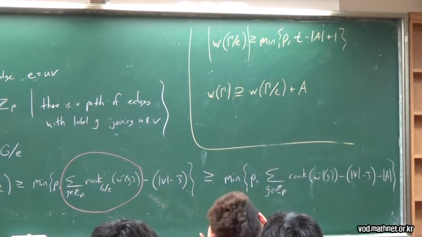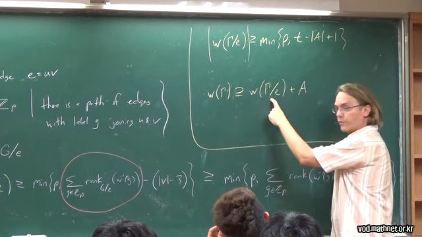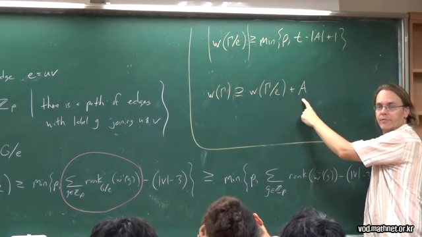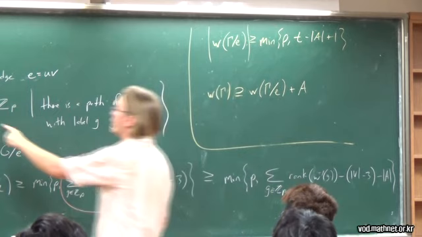So in other words, what I'm claiming is if you found any spanning tree in gamma contract E, you could add to it an element of A and get the weight of a spanning tree in the original graph G. Now remember what the set A is. A is a set of all group elements G that look like this.